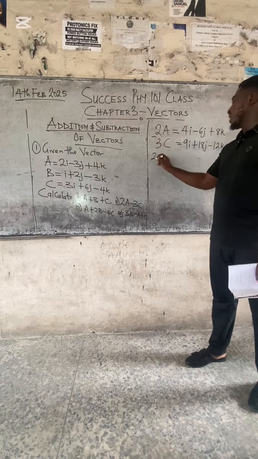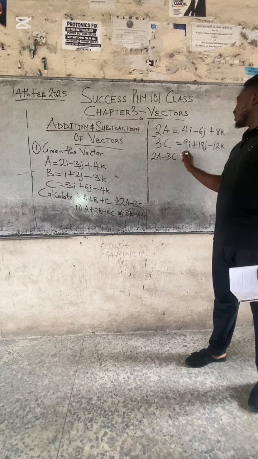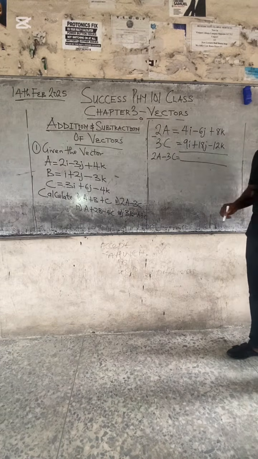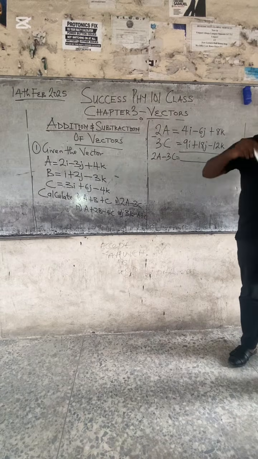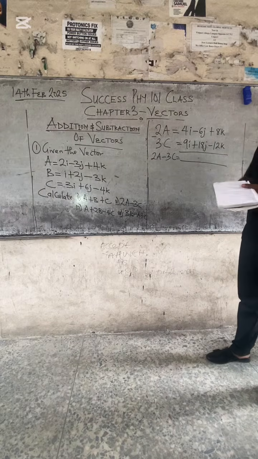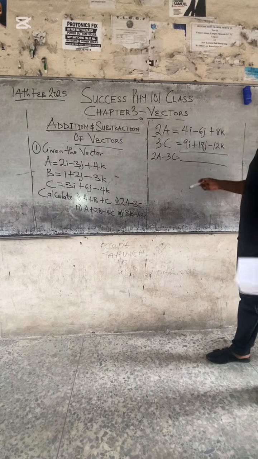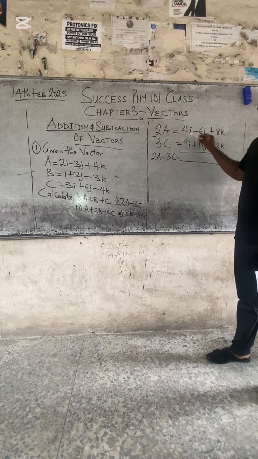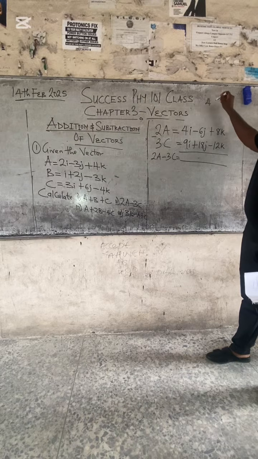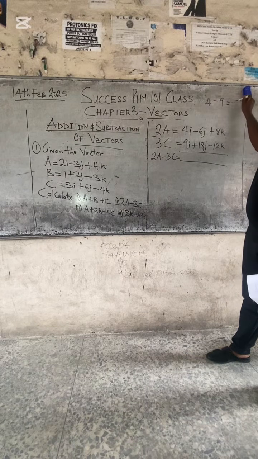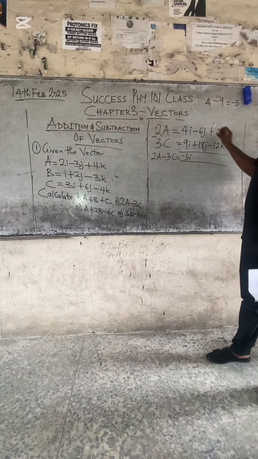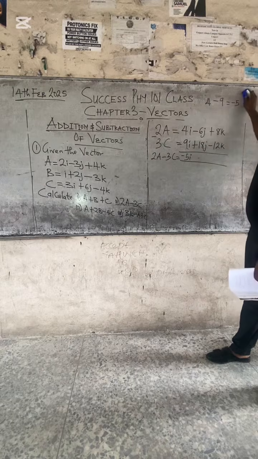2a minus 3c. Let's solve. So 2a minus 3c now becomes 4i minus 9i. Remember, it's i to i, j to j, k to k. Let's resolve. 4 minus 9 gives you minus 5. So we have minus 5i.